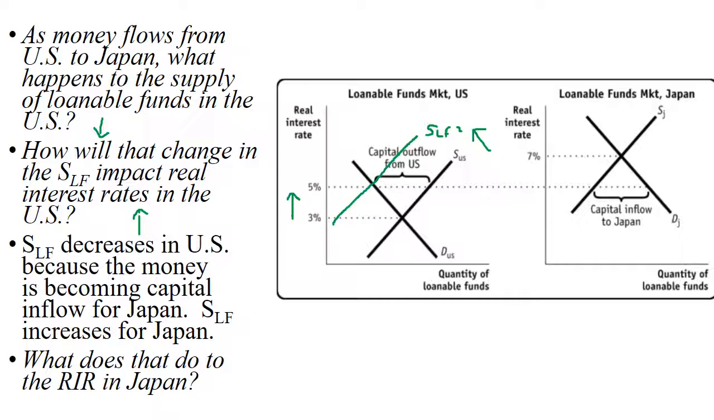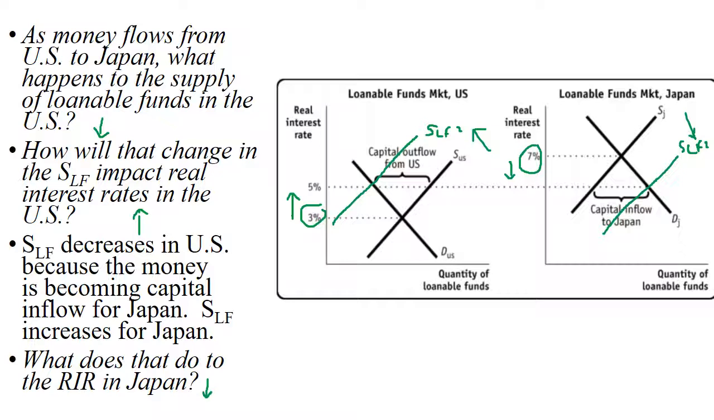So as we take money out of American banks and put them into Japanese banks, the supply of loanable funds in Japan increases, which has the effect of reducing their real interest rates. And it's worth noting that they meet in the middle. So the USA started at 3 and Japan started at 7.